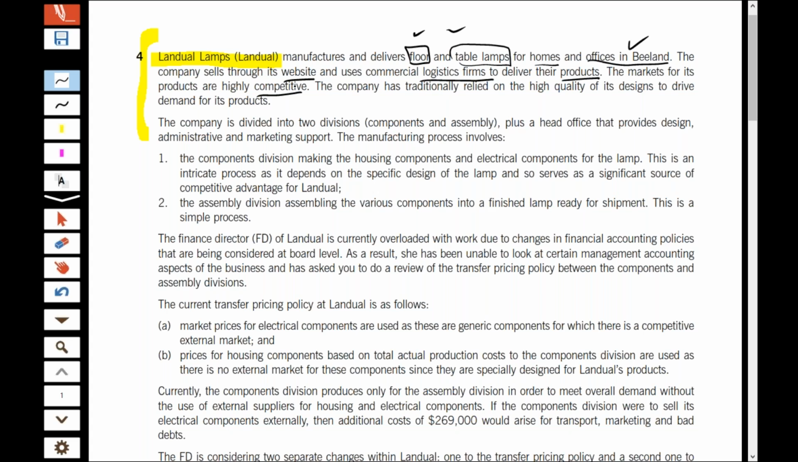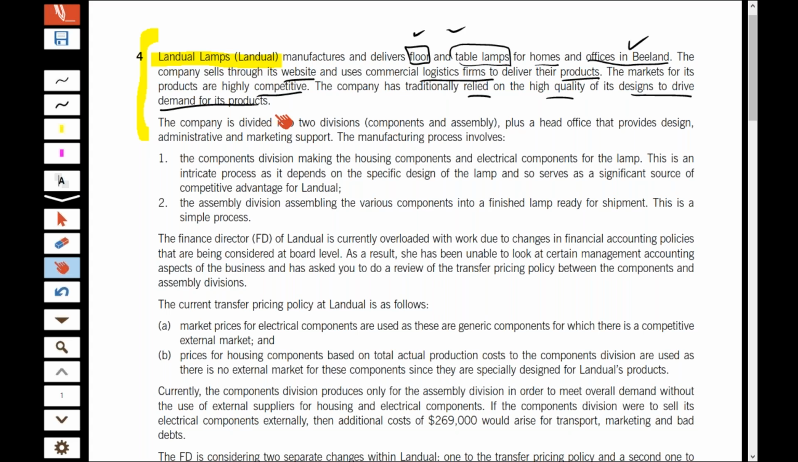It says the company has traditionally relied on the high quality of its designs to drive demand for its products. So what you are being told about Landwell Lamps is that it is one of those companies which has been manufacturing and delivering table and floor lamps for homes and offices in VLAN and so on.